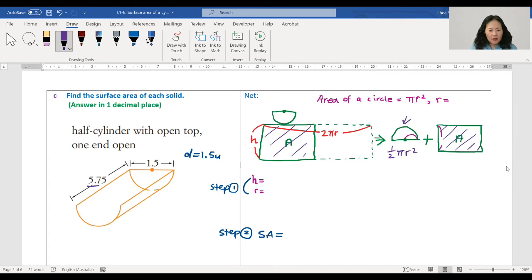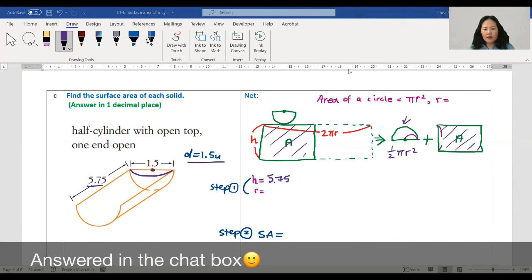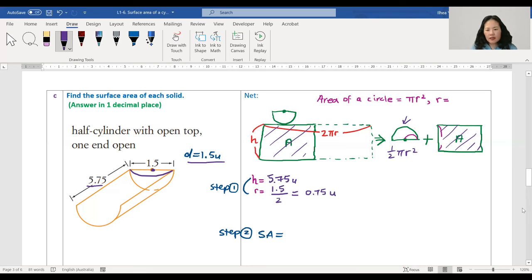Now let's have a look at step 1. Height is 5.75. We got diameter as 1.5. How do we find radius? It's a half of diameter. Excellent. Good job, Victoria. Thank you. Radius, 1.5 divided by 2 is 0.75 units. Now we can find the surface area. So we got half circle plus the rectangle, half of the rectangle.